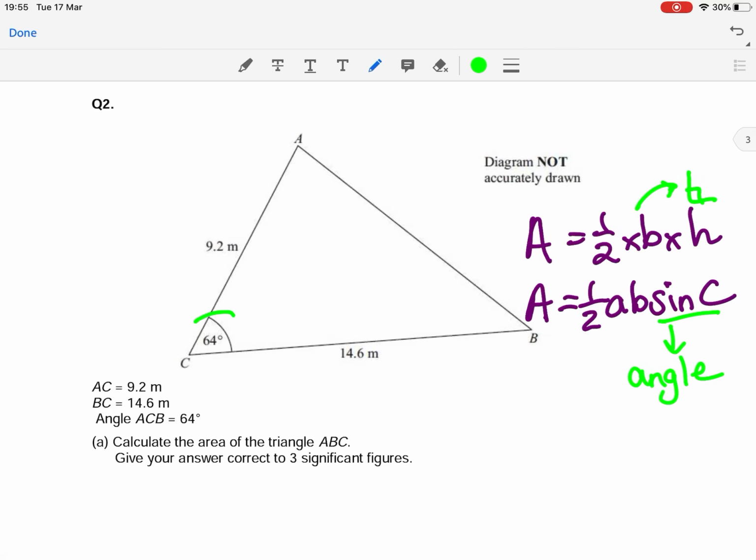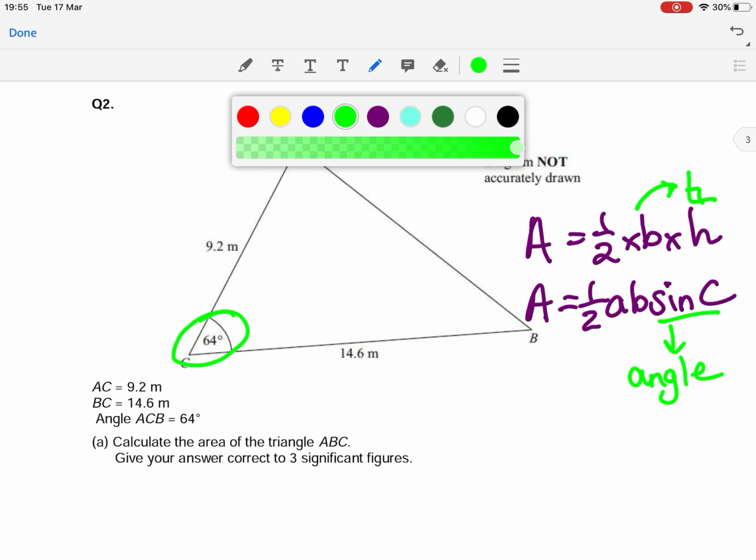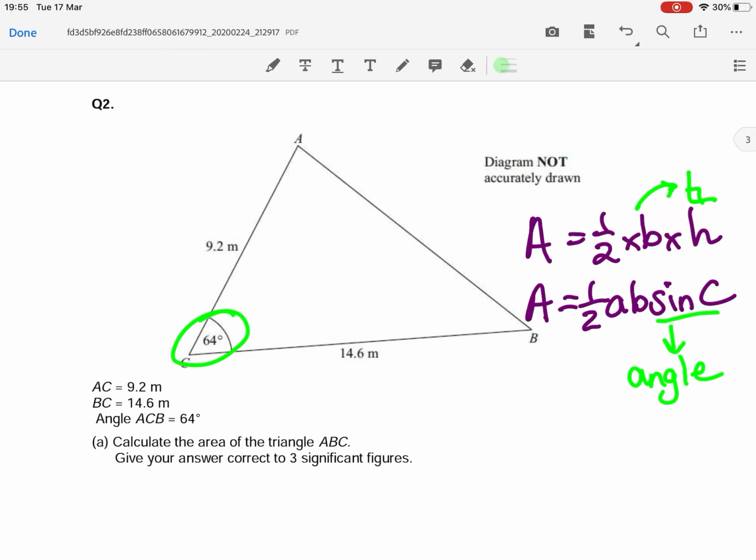So in this question, because they've given me this angle of 64, I'm automatically thinking I'm going to have to use half ab sine C. In this formula, I need the angle C. So this time, I'm going to label it first by finding the angle and labeling that C. So this side here becomes C. This becomes little c. The A and the B don't really matter.